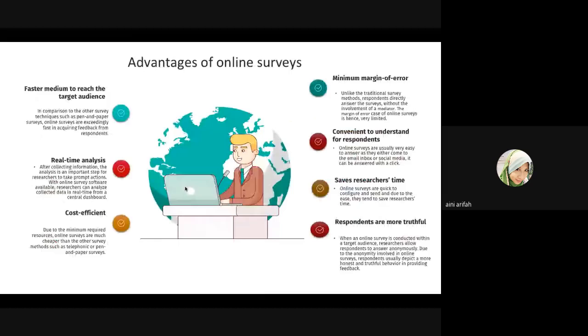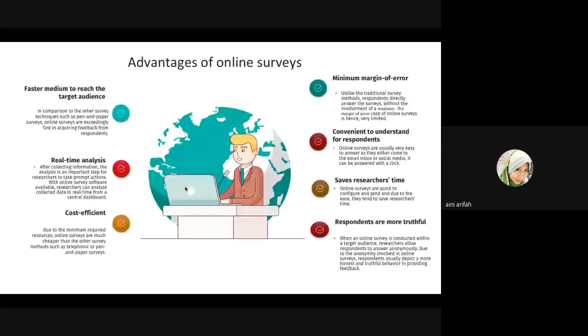So let me go through the advantages of using online surveys. This is a faster medium to reach the target audience. In comparison to other survey techniques, such as pen and paper surveys, online surveys are exceedingly fast in acquiring feedback from respondents. The best thing about an online survey nowadays is that you can get a quick link to your survey by generating a QR code and show it on a big screen, or you can even show it on your smartphone for people to scan instantly. That is very easy nowadays.